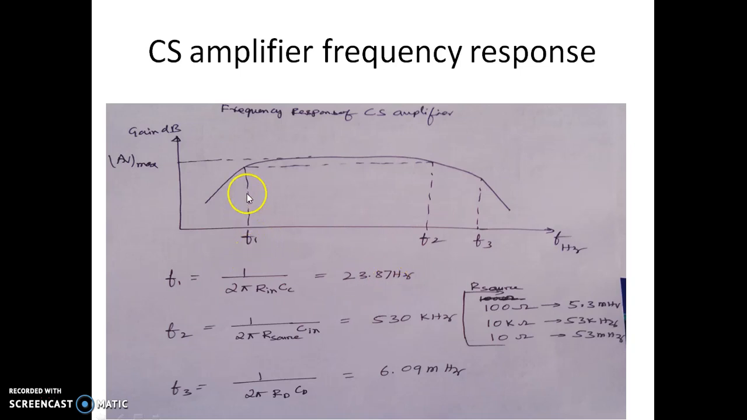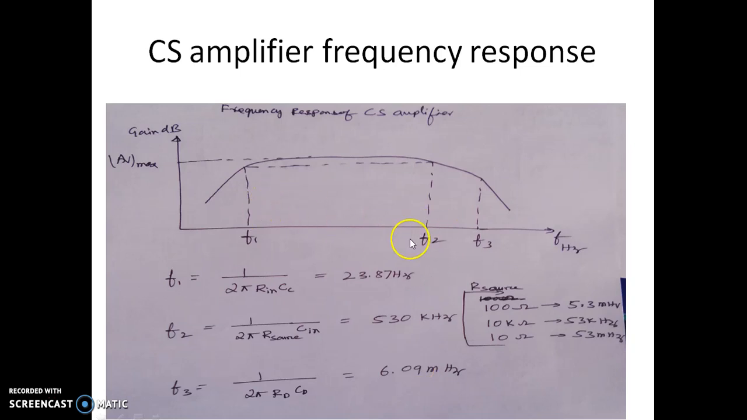Now this has a cutoff frequency of almost 23 hertz, and corresponding to f2, we have an equation given by 1 over 2 pi R source into Cin. Substituting the values of R source as 1k and Cin as 300 picofarad, it comes out to be 530 kilohertz. Similarly for f3, we get the value of f3 as 9.09 megahertz. So with the values that we have assumed, the cutoff frequency f1 is 23 hertz, f2 is 530 kilohertz, and f3 is 9.09 megahertz.